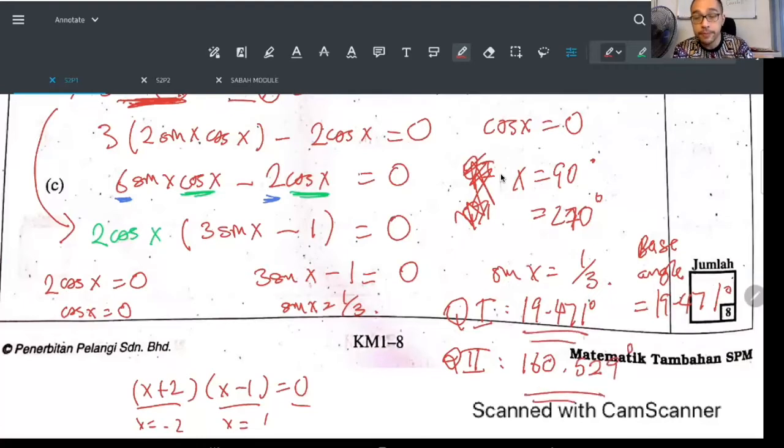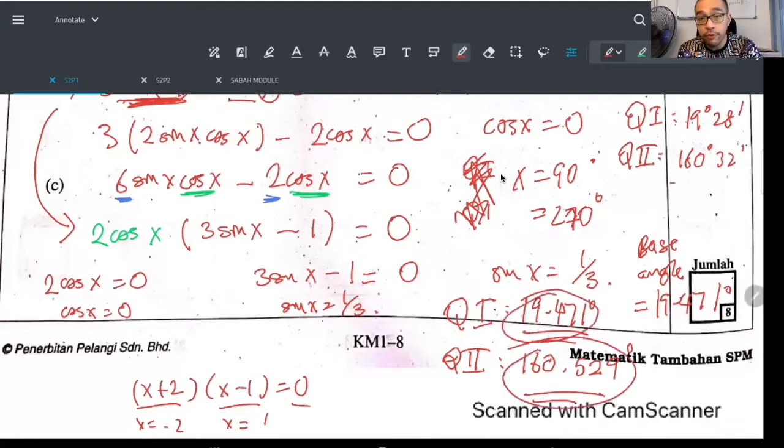Something like this. If you are taught to use degrees and minutes, you will get Q1 equals 19 degrees 28 minutes and Q2 equals 160 degrees and 32 minutes. I teach Form 5 and I tell them to use decimal places, but if you want to use degrees and minutes, you are also welcome to do so.